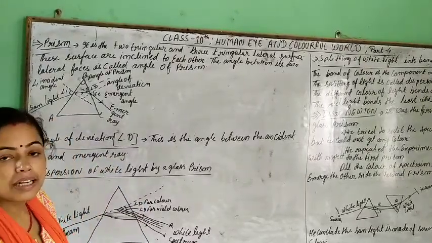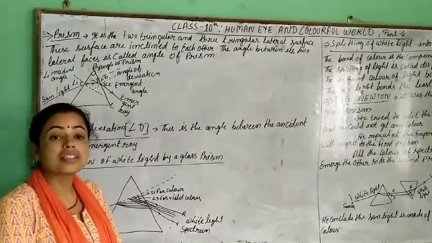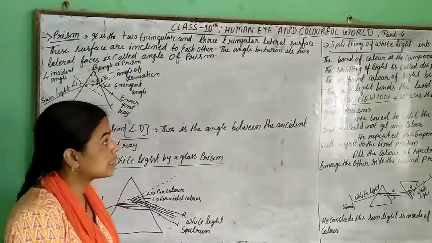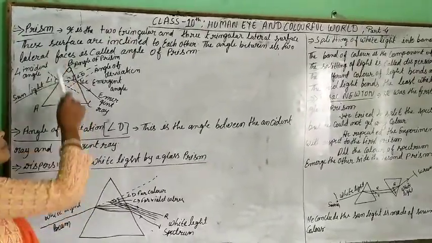This is the chapter of class 10, Human Eye and Colorful World. We have already done 3 videos related to this chapter. In this video, we will learn about prism.